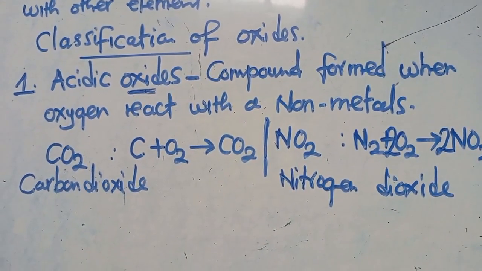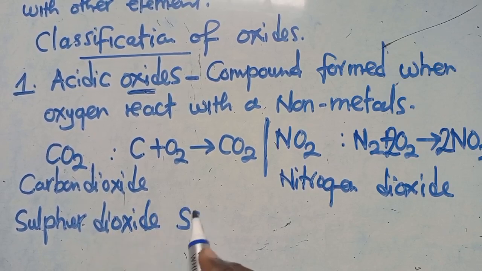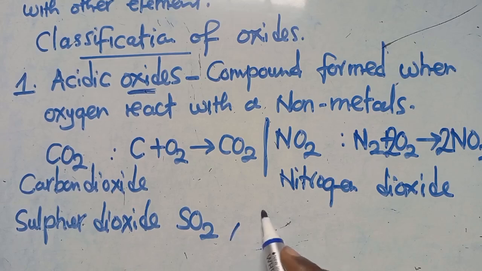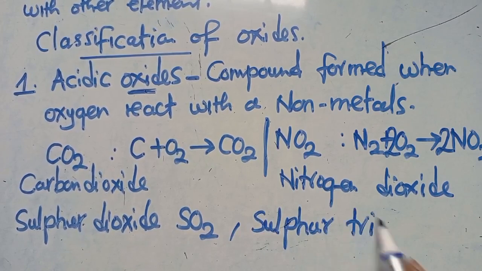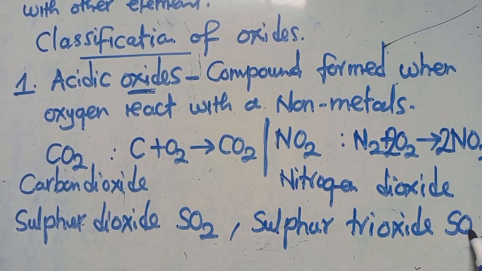The next one is sulfur dioxide. All these are acidic oxides. We've also got sulfur trioxide. When we say sulfur trioxide, tri means 3, so it is SO3. This is sulfur trioxide.